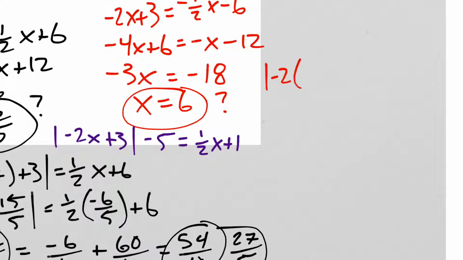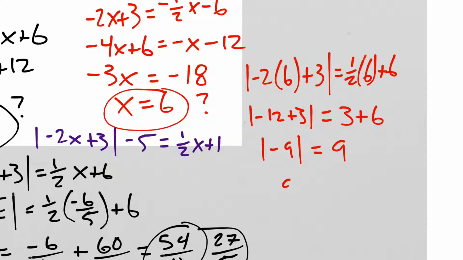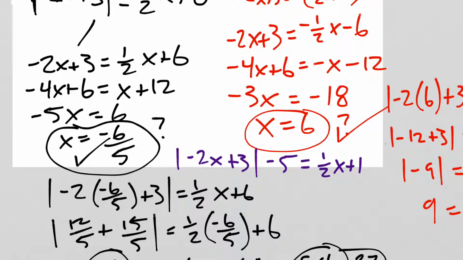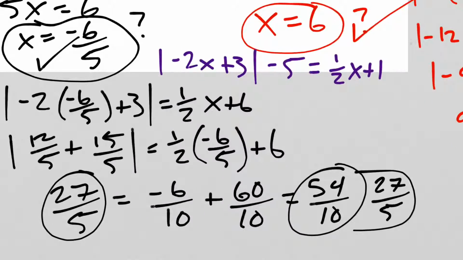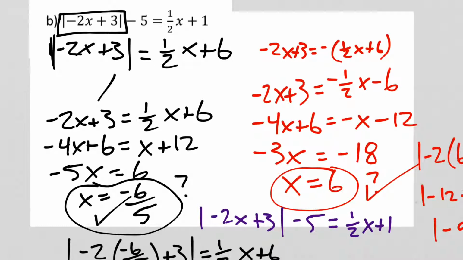Absolute value of negative 2 times 6 plus 3, equals 1/2 times 6 plus 6. Okay, what happens? We get the absolute value of negative 12 plus 3 equals 1/2 times 6 is 3, plus 6. Negative 12 plus 3 is negative 9 right there, equals positive 9, but that's an absolute value, so 9 equals 9, so yay, 6 is also a solution. So this had two solutions, negative 6/5 and 6. If you do not check, you will not get full credit, because you have to check, otherwise you just don't know.